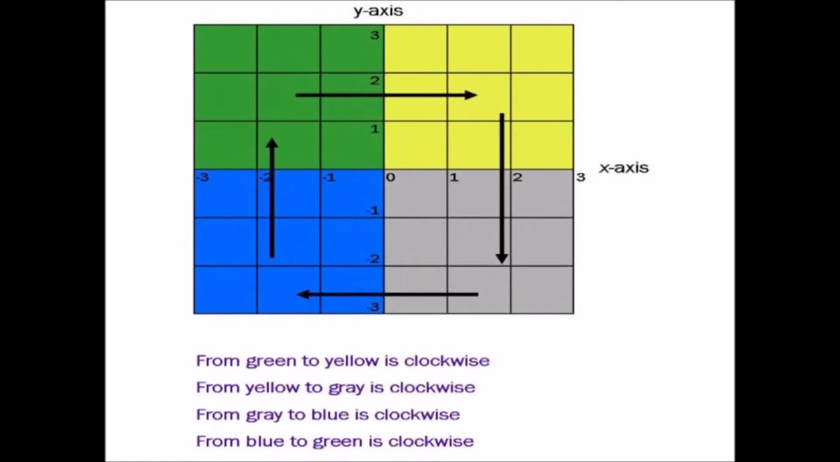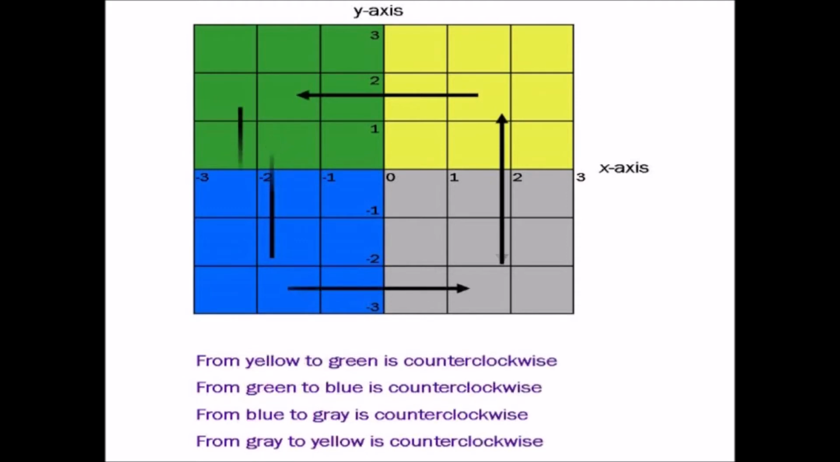Now let's look at this before we go on. If you're going from green to yellow, then dealing with the quadrants, that would be clockwise. If you're going from yellow to gray, that's also clockwise. If you're going from gray to blue, that's clockwise. If you're going from blue to green, that's clockwise. So all of those would be going like the hands of a clock would move around. That's what that just showed you. You're going in a clockwise direction, so you're going right. Keep going right.